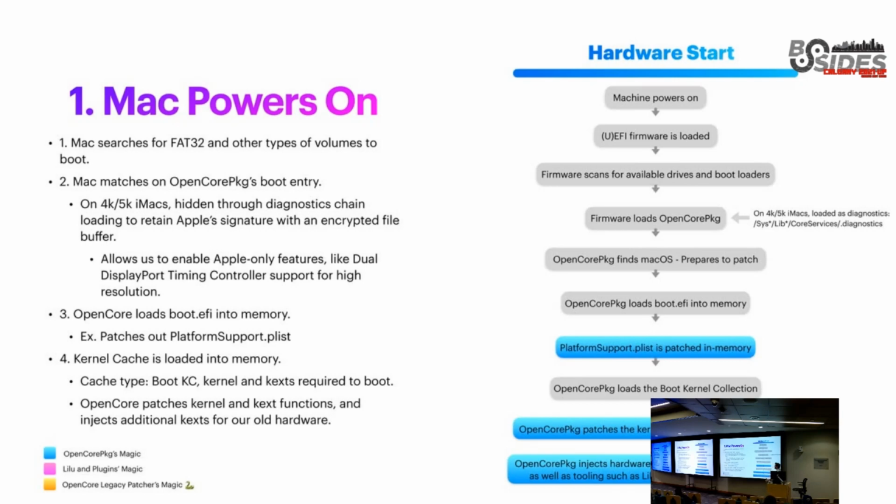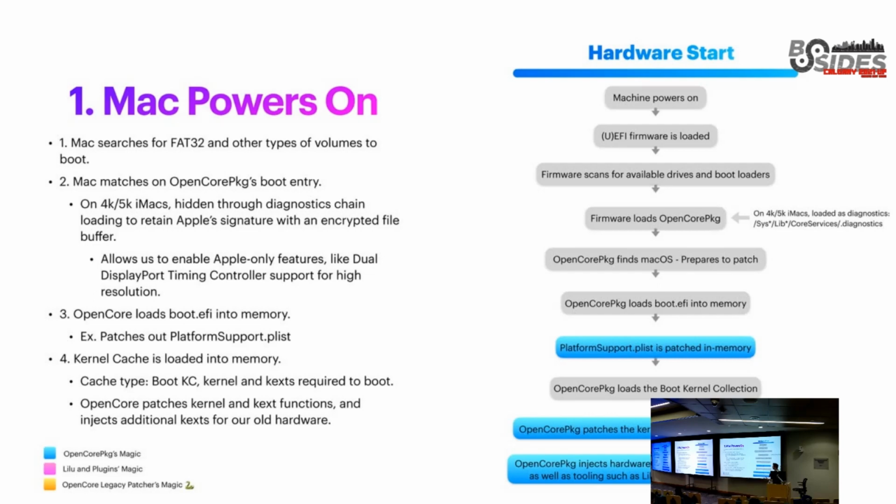One really neat trick we're doing with 5K and 4K iMacs is hiding through Apple's diagnostics tooling. What this does is retain Apple's signature, so it still thinks it's genuine and not a third-party operating system. It also unlocks some additional features that normally would be locked out, like the dual DisplayPort timing controller that made the 5K iMac possible back in 2014.